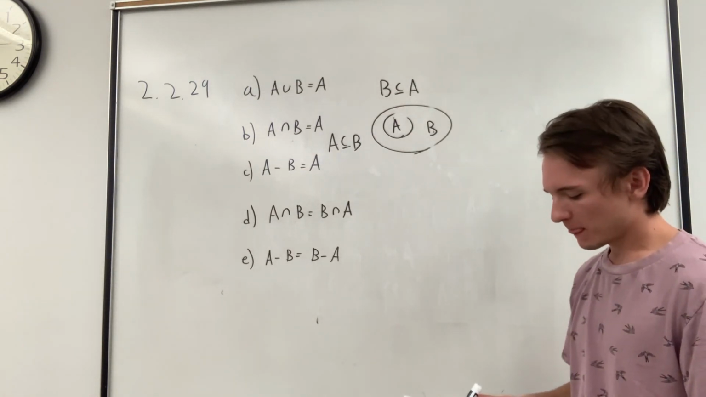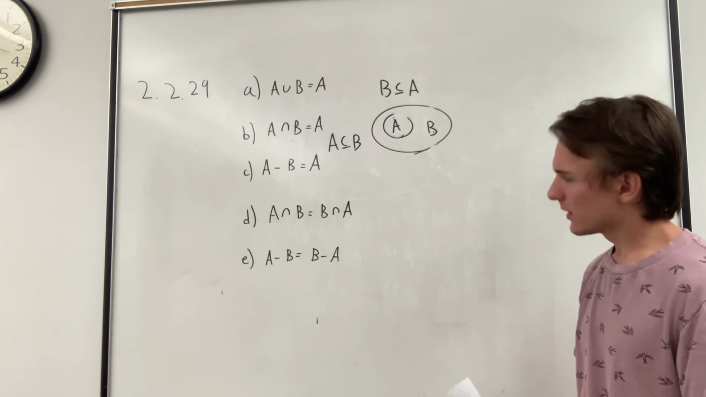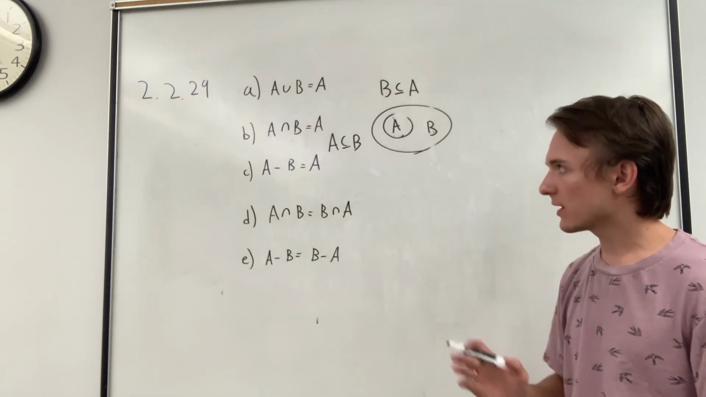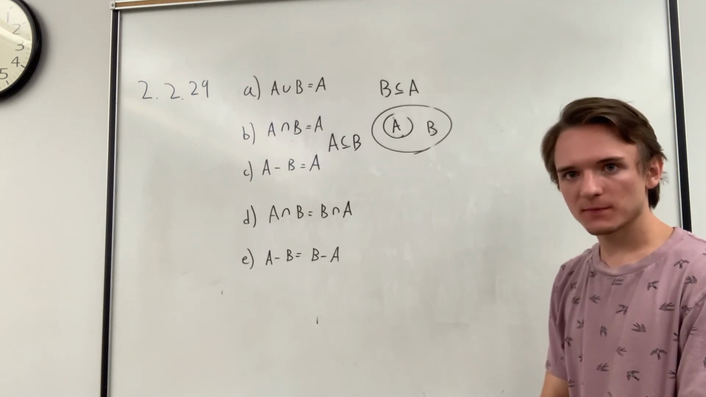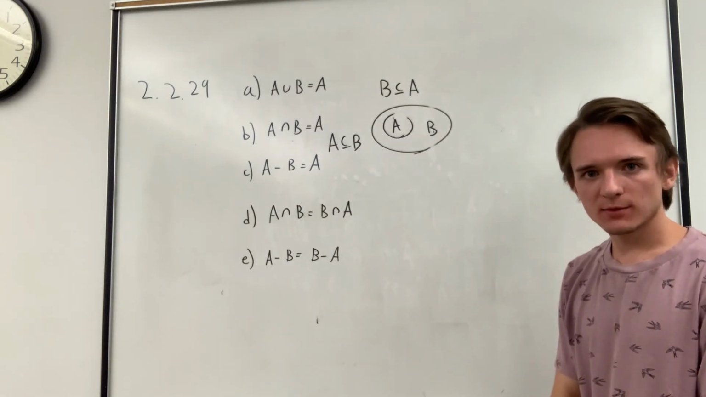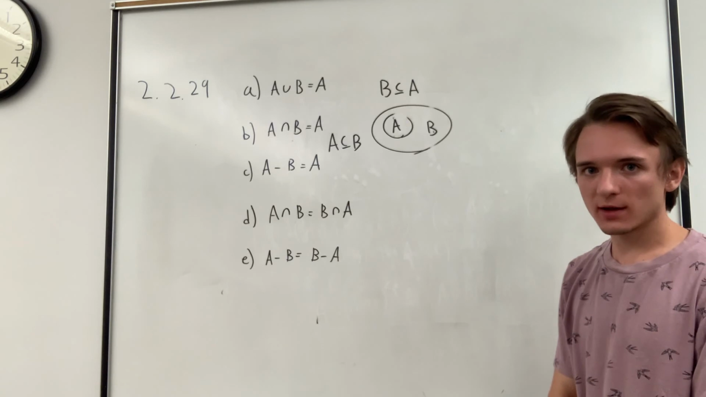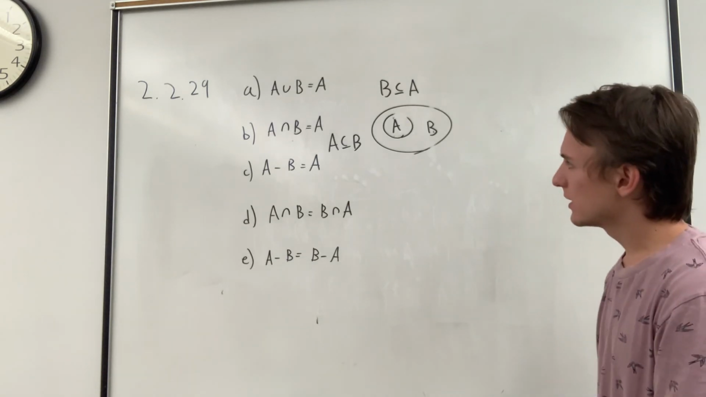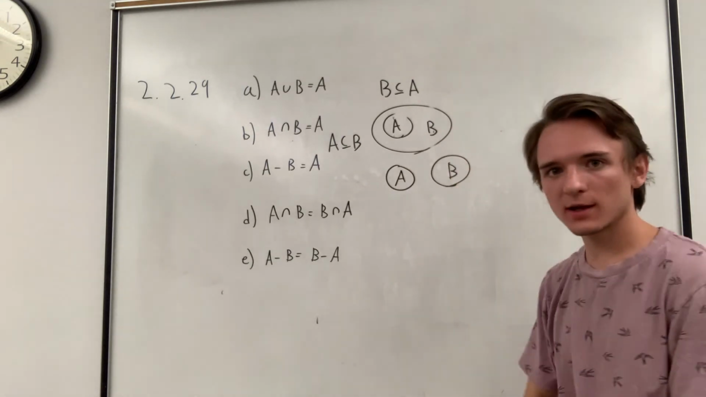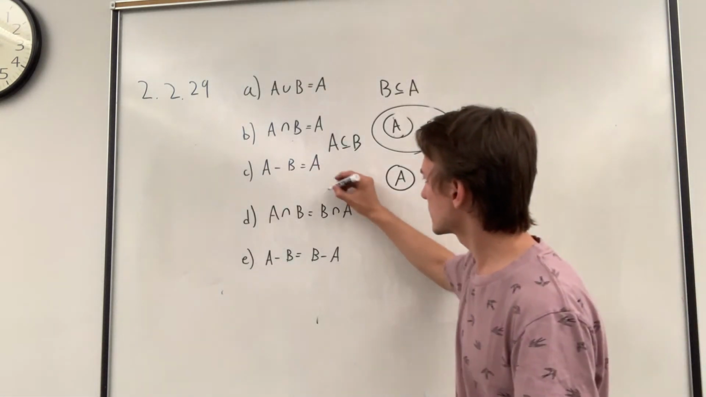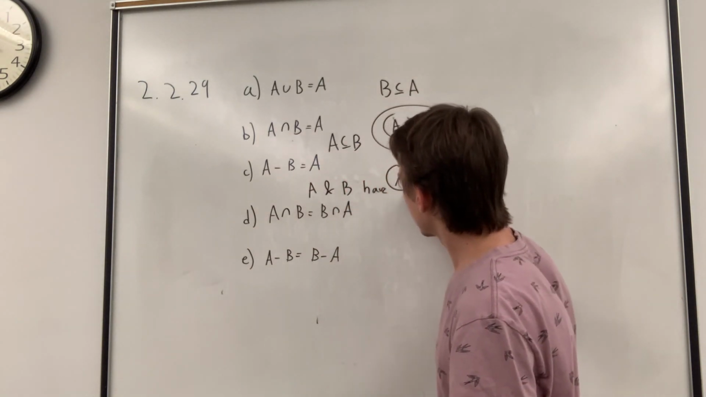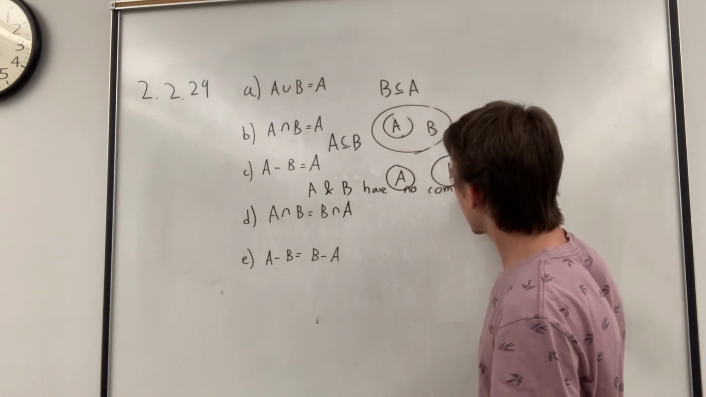Okay, for part C, A minus B is equal to A. So we take all of the elements of A and we subtract the elements of B. And we're left still with A. This can only be possible when A and B have no similar elements, no common elements. So in other words, A is a set over here, and B is a set over here, and in no place do they overlap. So A and B have no common elements.